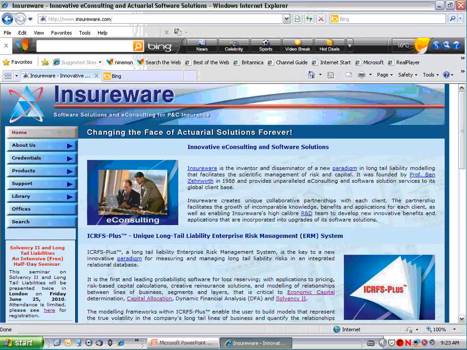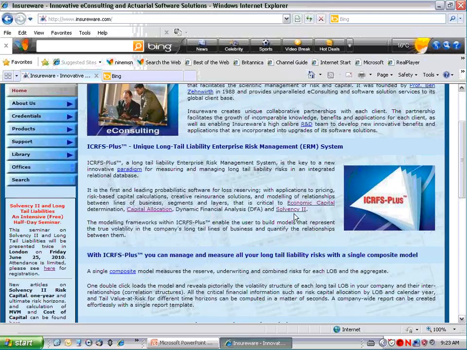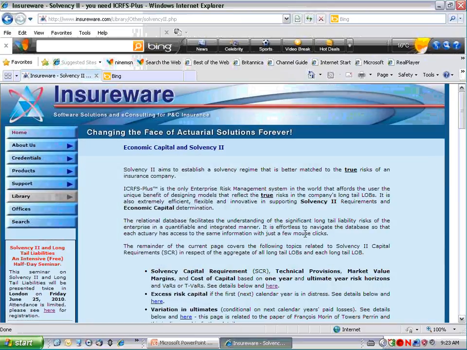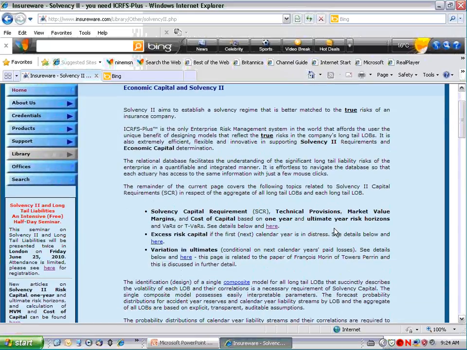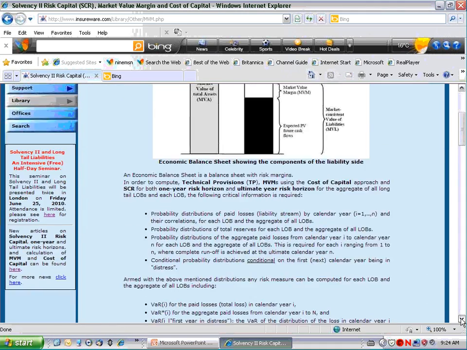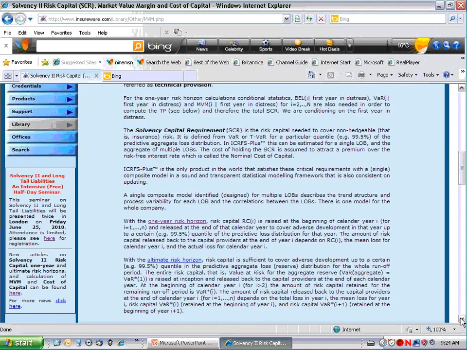So let's start with our website. On the home page of our website, if we go to Solvency II, and then Solvency II Capital Requirements, Technical Provisions, Market Value Margins, and Cost of Capital for the 1-year and ultimate year risk horizons. We're only going to discuss the 1-year risk horizon, which is a little bit more complicated than the ultimate year risk horizon. But the solution to the ultimate year risk horizon is on our website. So let's click here and then go to the specific 1-year risk horizon.